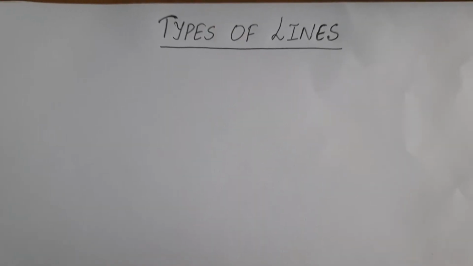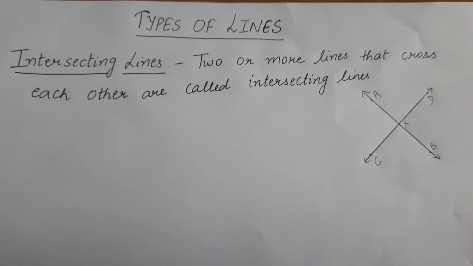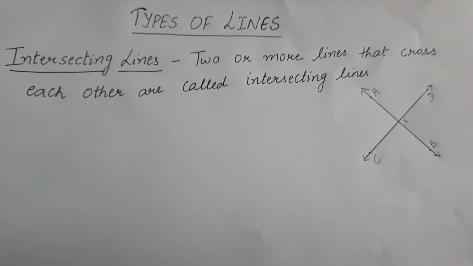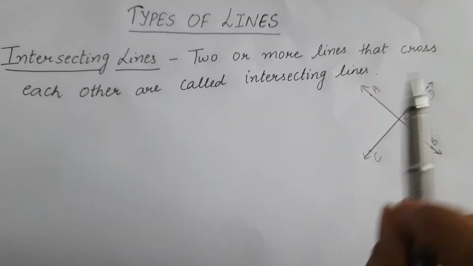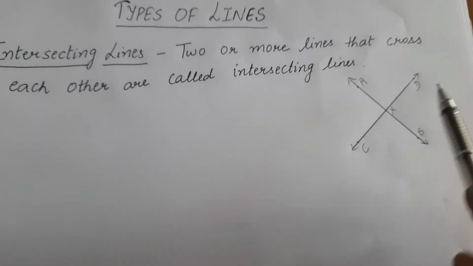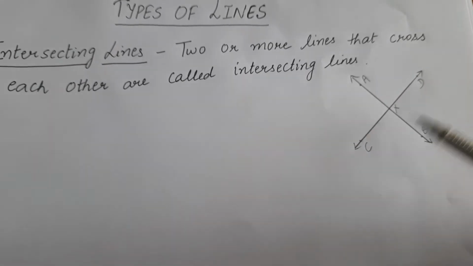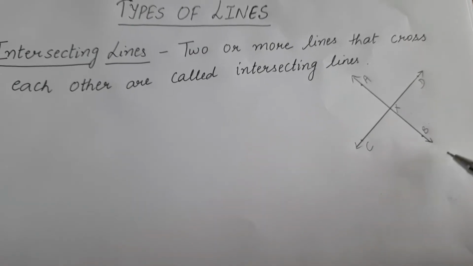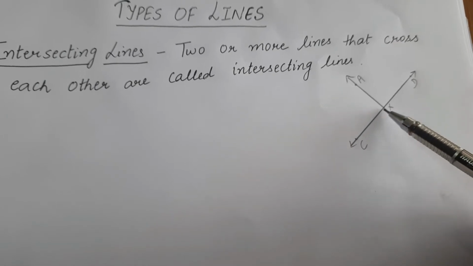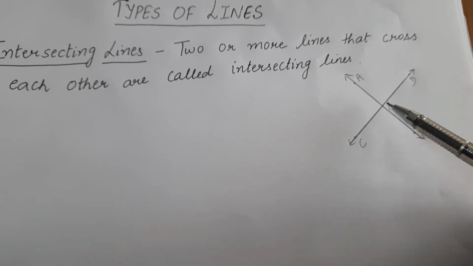Types of lines. In this video we will understand the types of lines. First is intersecting lines. 2 or more lines that cross each other are called intersecting lines. What are intersecting lines? 2 or more lines that cross each other. See, in this, these are the 2 lines AB and CD, and they are crossing each other. So these lines AB and CD are called intersecting lines. And these 2 intersecting lines are intersecting at a common point X.